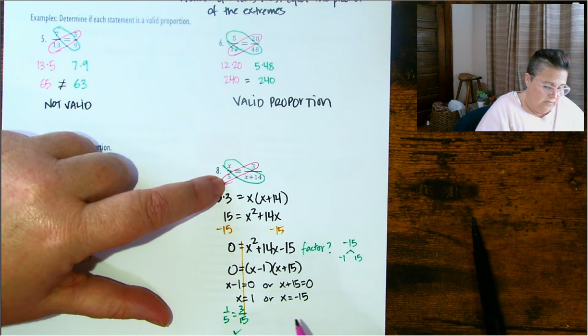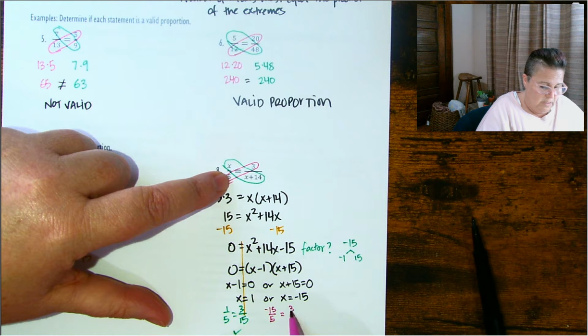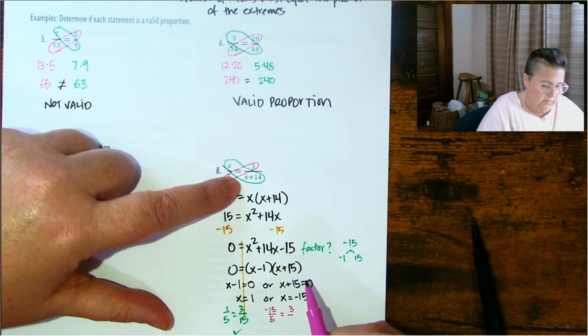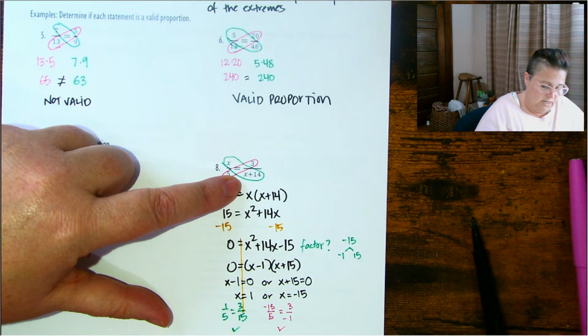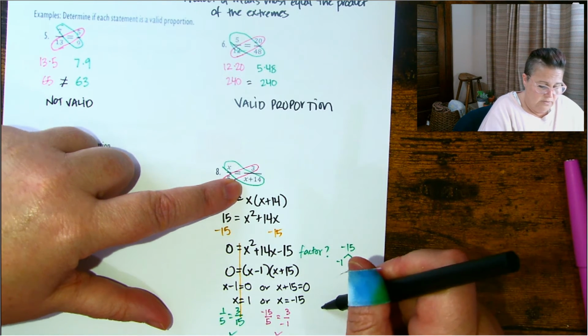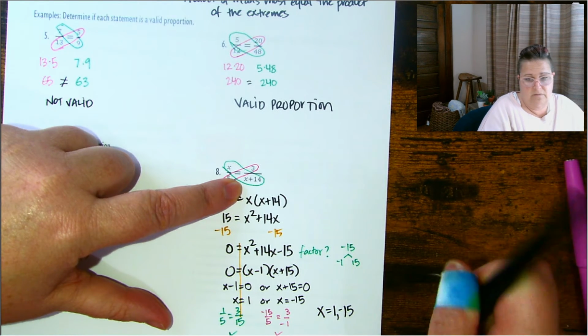If I check the negative 15, I have a negative 15 over 5 equal to 3 over negative 15 plus 14 is a negative 1. When I cross multiply, I get 15 is equal to 15. This also checks. So for my solution, x could be a 1 or a negative 15.